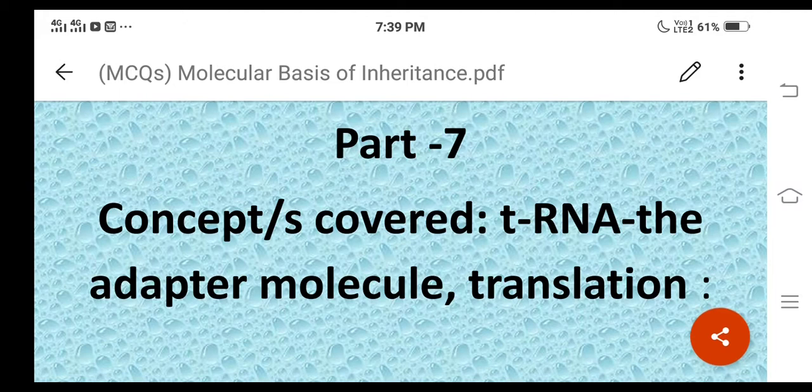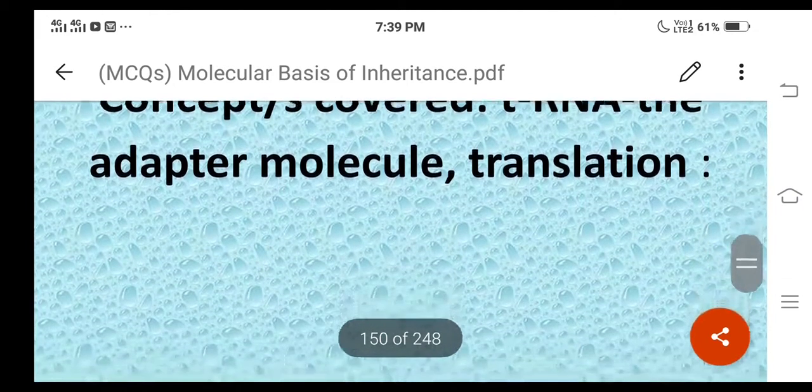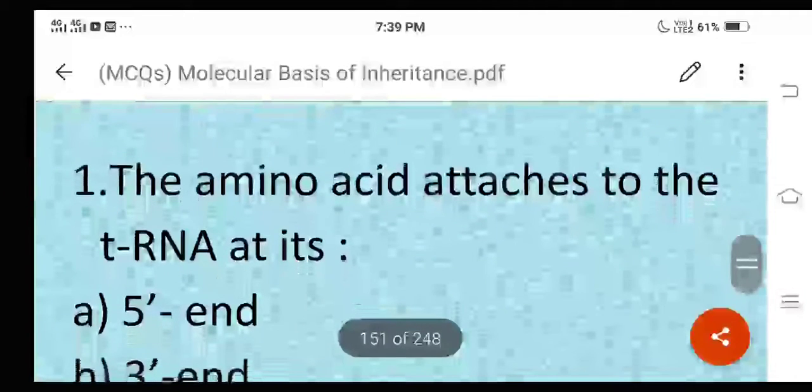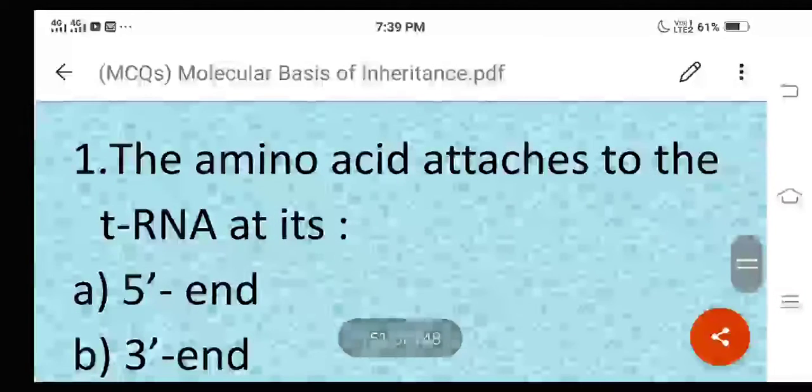Okay, we shall start with part 7. In part 7, two important concepts are covered: one is tRNA, the adapter molecule, and the other process is called translation, right? Let us move on to the questions. What is the first question here?